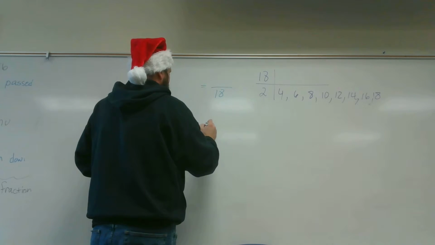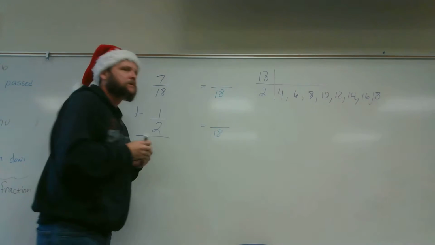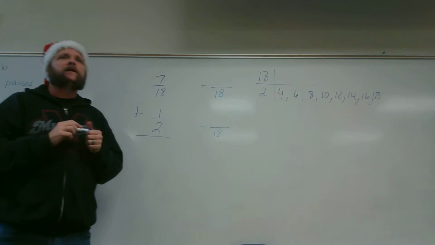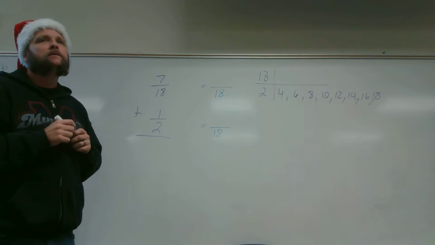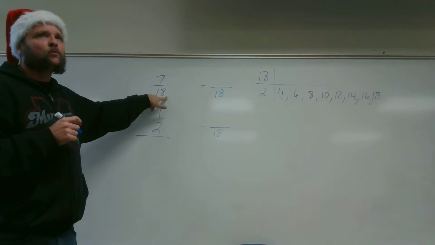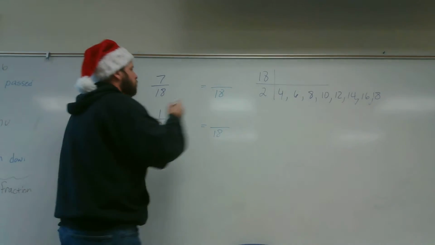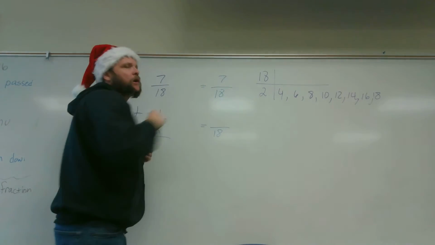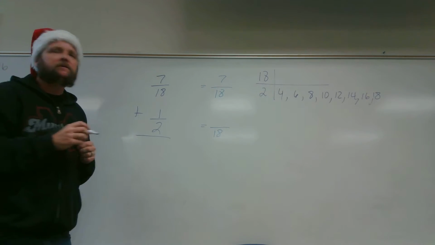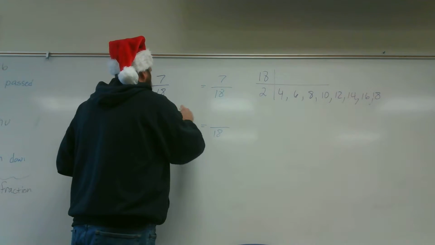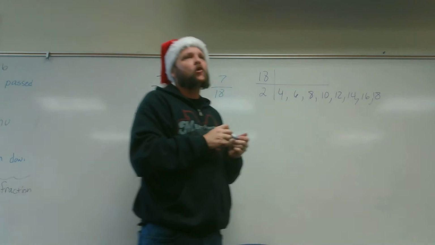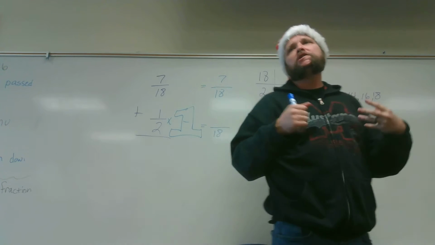So I have to change these so that they are both over 18. Addison, are either one of these over 18 right now? It's exact, one of our denominators is 18, so I just have to move my numerator over there. This one is not over 18. I have to multiply that by a fraction that equals 1, because if I multiply by 1, I'm not changing the value.